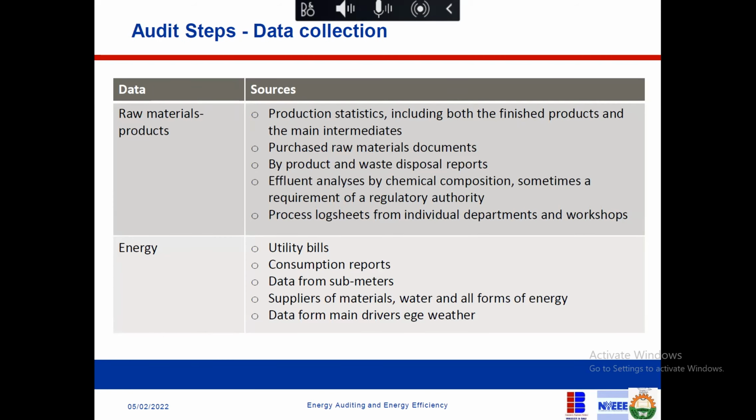Also, we move to the next step. The next step is the data collection. After the planning, you have been given approval, you've gotten the inputs of the people, you've gotten their buy-in to do the audits, you've gotten their support, or maybe you have been mobilized. The next thing is data collection. Where do you collect data? You have to start from the raw materials. And what are the sources? Production statistics, finished products, what raw materials are purchased.